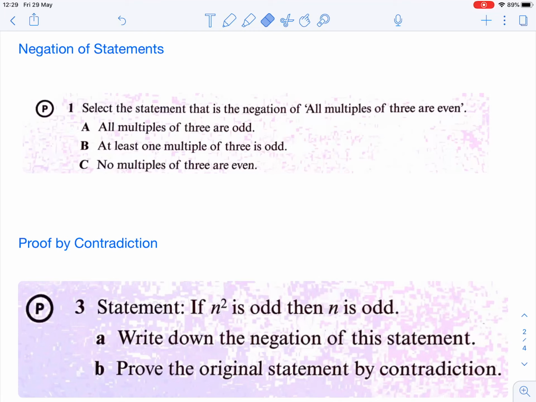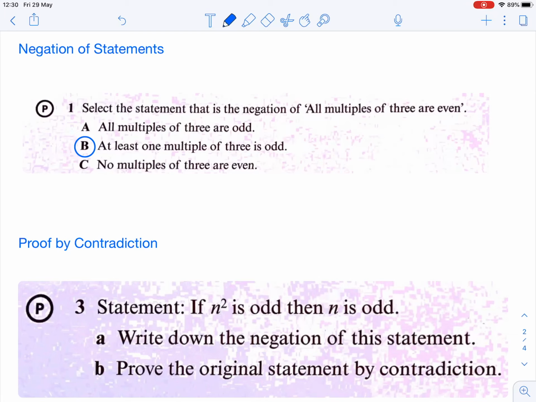First question, select the statement that is the negation of all multiples of 3 are even. Now to say that's false, we do not need to show that all multiples of 3 are not even. We just need one, and then that wouldn't be true. So B, at least one multiple of 3 is odd. If we can say that, we've negated, shown that it's false, the all multiples of 3 are even.